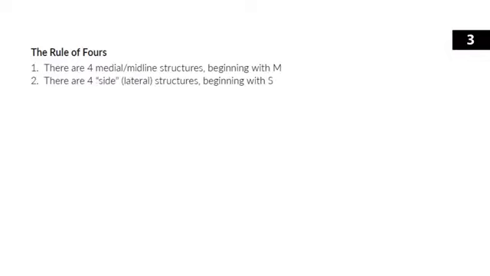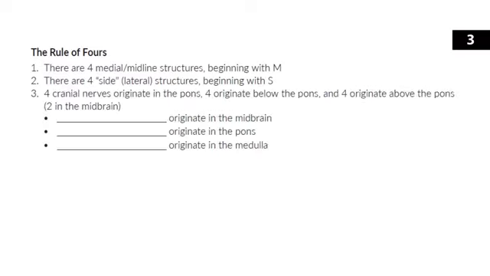There are 4 rules in the rule of 4, and each rule has 4 parts. The first rule is there are 4 medial or midline structures, and they all begin with M. So we're going to look at those in a moment. The second rule is that there are 4 side structures or lateral structures, and the side structures begin with an S. The third rule is that 4 cranial nerves originate in the pons, and 4 originate below the pons, and 4 originate above the pons.